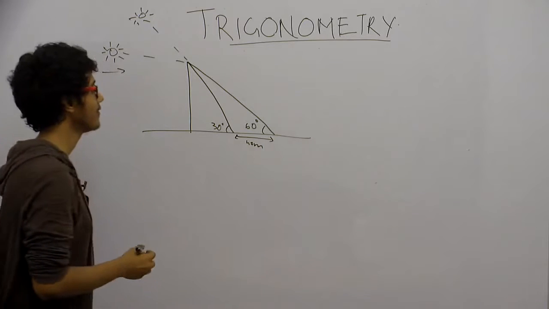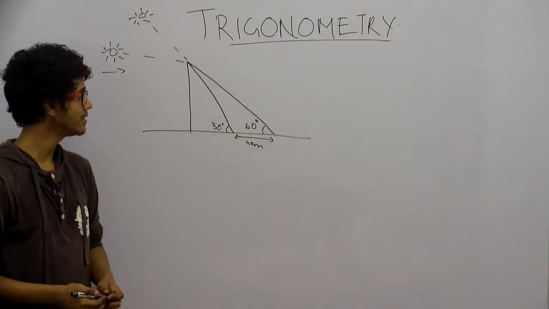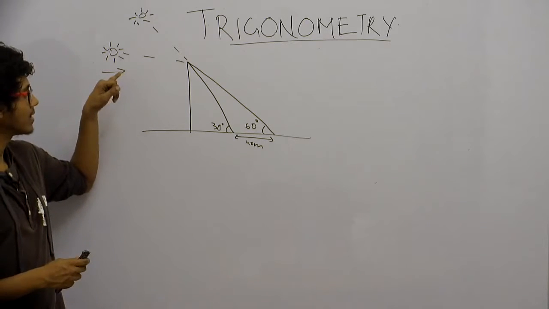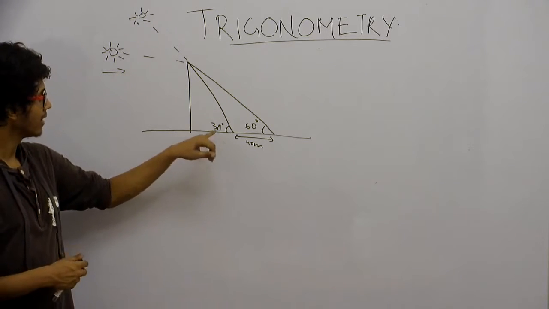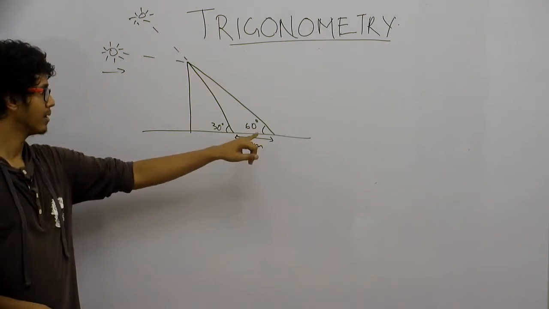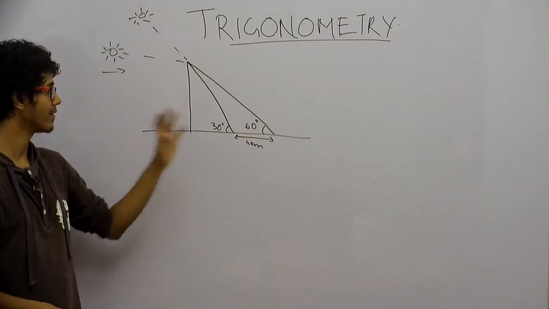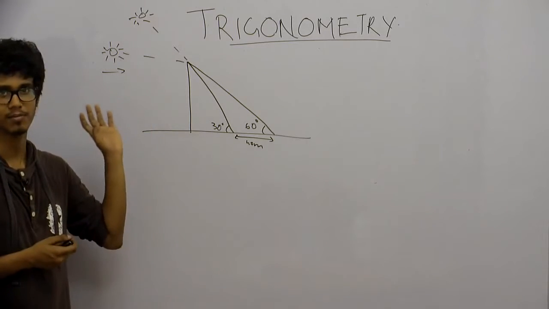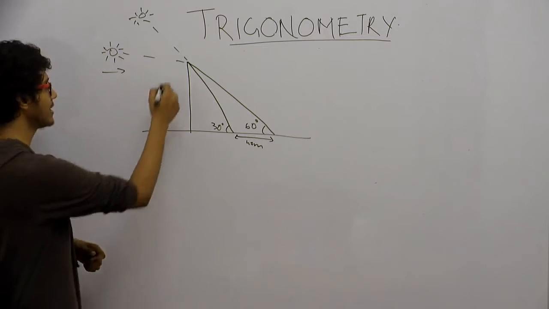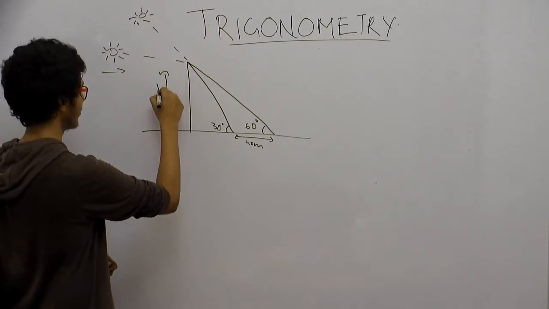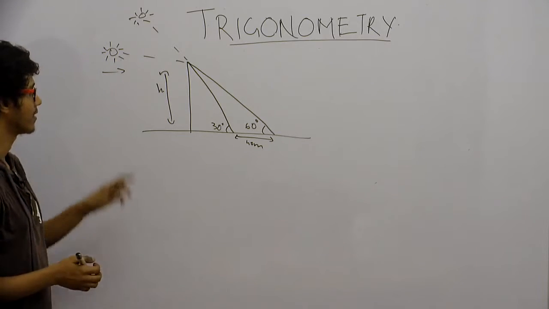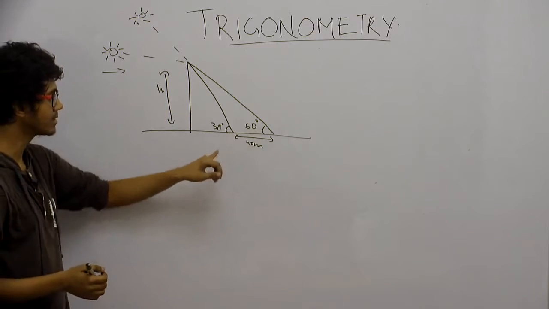It is worded in a very different way. It is said that the shadow at a particular time of day casts an angle 30 degree and the shadow at a later time of day casts an angle 60 degree, but it is 40 meter away from the shadow casted by the previous time of day, and we have to find this h. How do we proceed? We have to find the height of the tower. We are given these two angles and this distance.